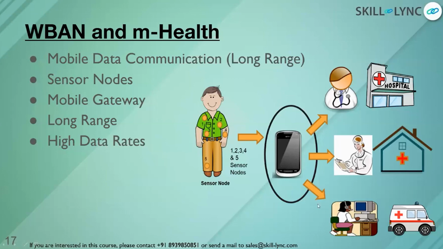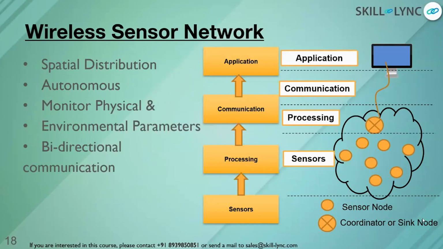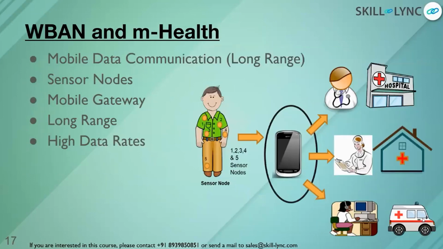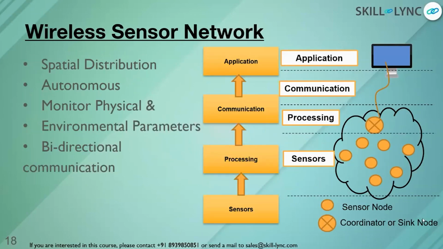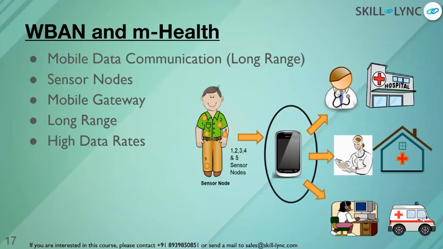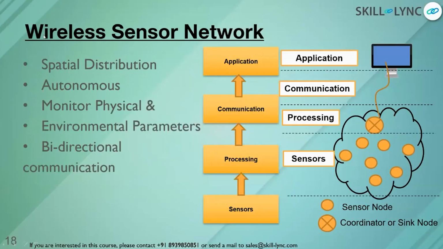You have a communication protocol. It could be long-range communication or short-range communication. And from that, you will have cloud to hospital, nurse, emergency. This is your mobile health, guys. As I told you, wireless sensor network is another term you have to understand. So wireless sensor network and wireless body area network, WBAN, which is said here, are one and the same.